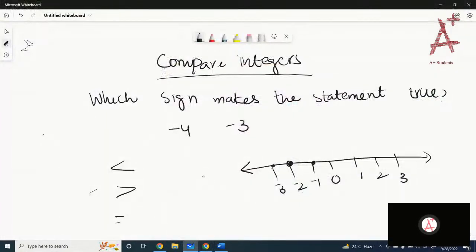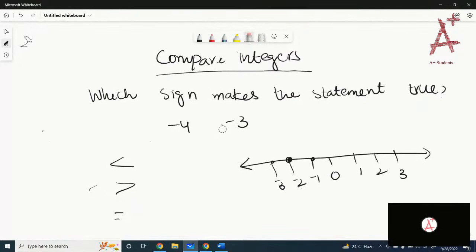Yes, negative 4 is less than negative 3. Again, the same thing. Negative 4 is farther than negative 3 on the number line. So negative 4 is less than negative 3. Got it? Sorry, it's negative 4 is less than negative 3. Got it?